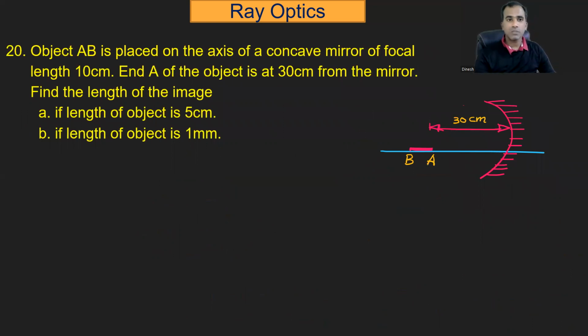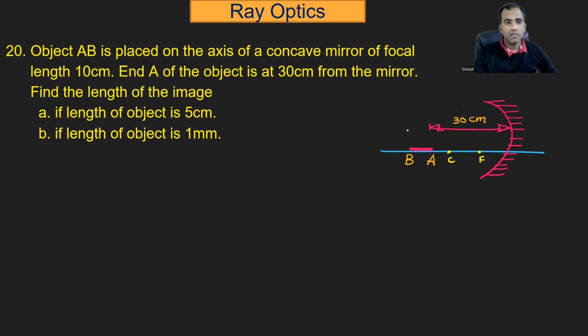Okay, so let's try this one. Object AB is placed on the axis of a concave mirror of focal length 10 centimeters. So focal length is 10 means some object is here. This is focal length 10. Center of curvature is here. See? And A of the object is at 30 centimeters from the mirror.